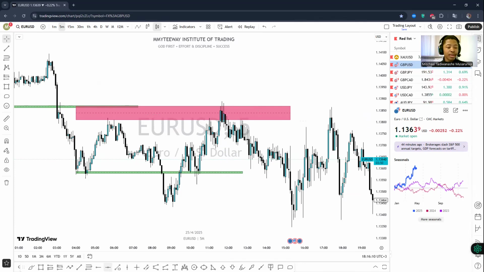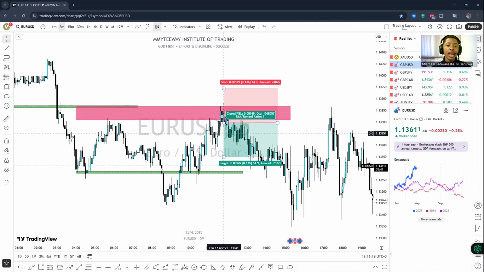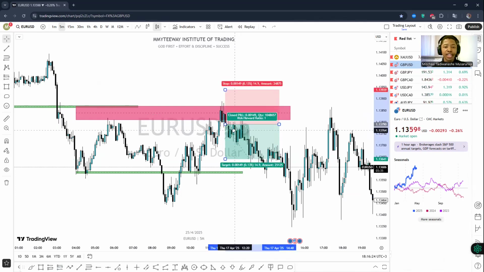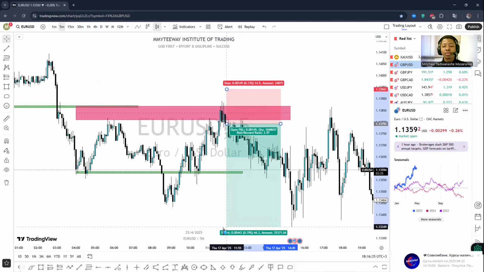So putting my entry here, right, after this engulfing candle had completed, I put my stop loss of 15 pips and a take profit of 45 pips. This is my usual take profit and stop loss for GBP USD. That's why I'm just using it.